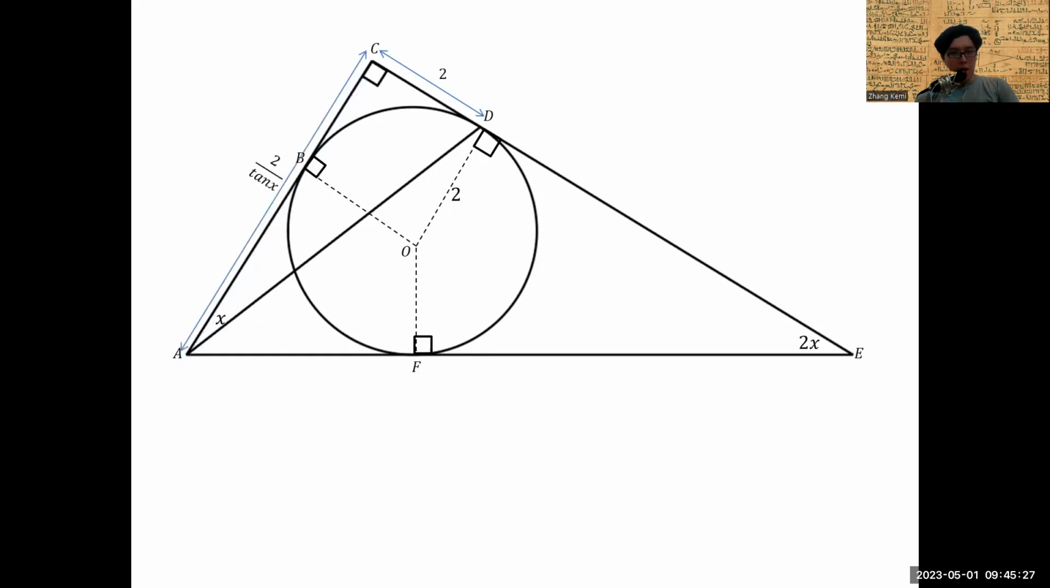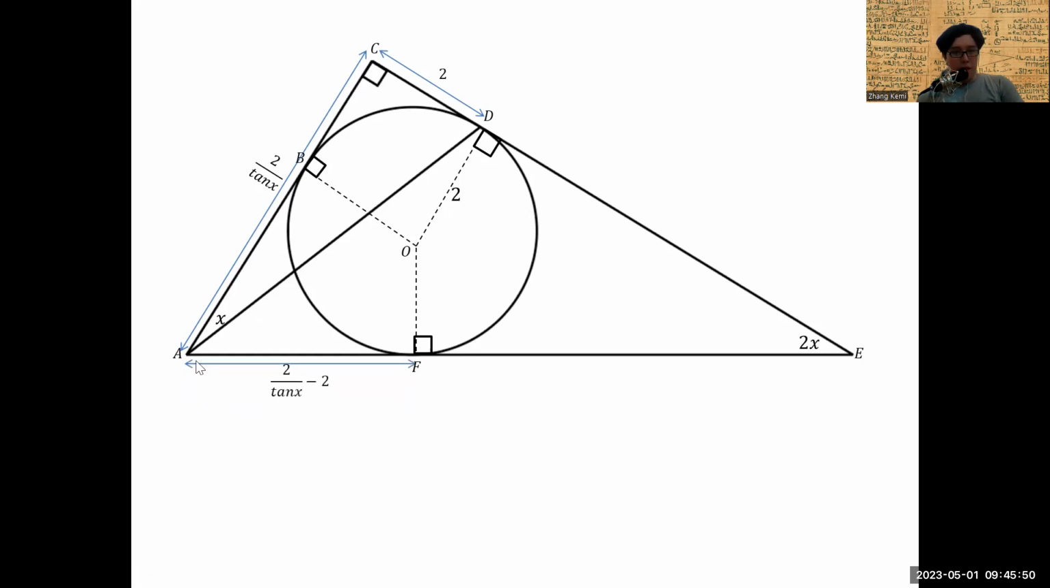Now AC is very simple and straightforward, because you can look at triangle ACD. ACD is a right triangle. So based on the tangent ratio, AC is 2 over tangent x, or 2 cotangent x, in other words.